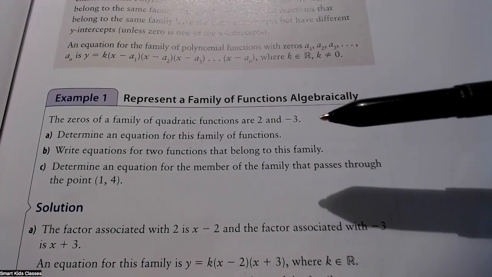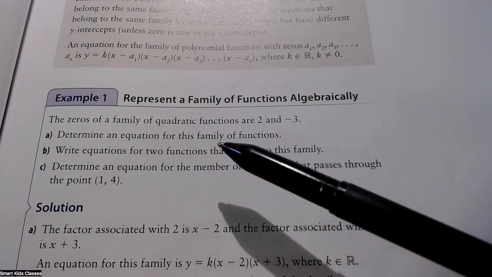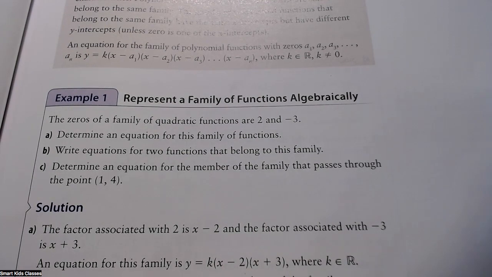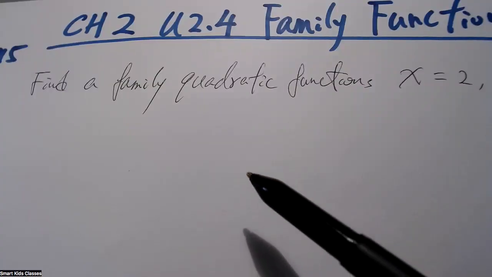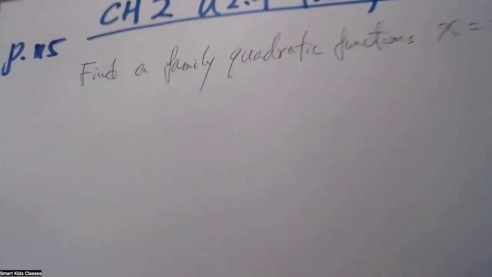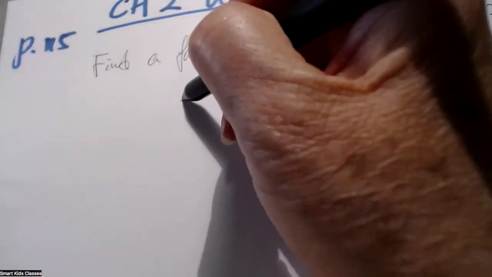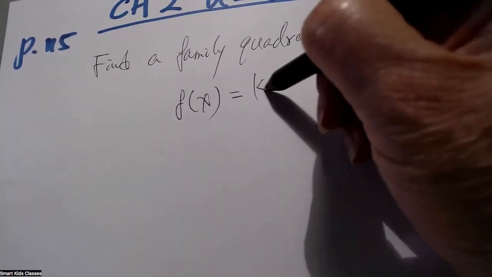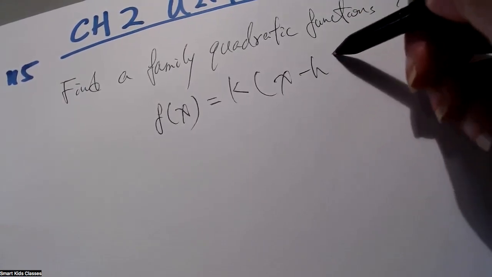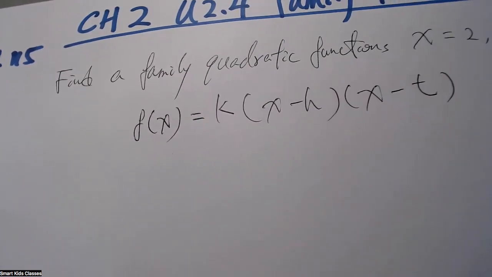If this family of quadratic functions has the zeros 2 and -3, we're going to find the equation of this family. I'm going to write on the paper to explain. The formula for quadratic is f(x) equals k times (x minus h) times (x minus t). You can put a plus c or minus c, which does not matter, they're still in the same family.